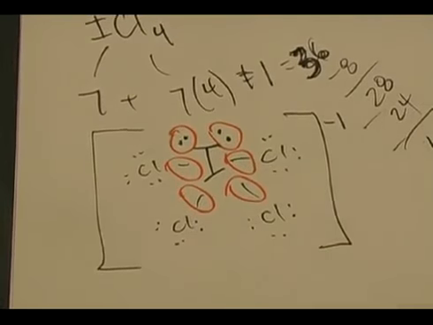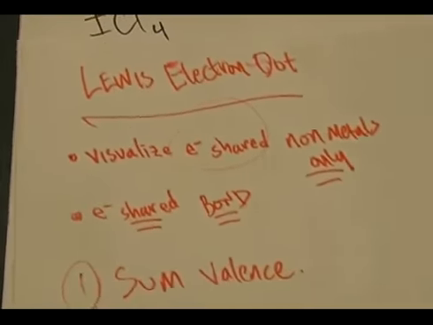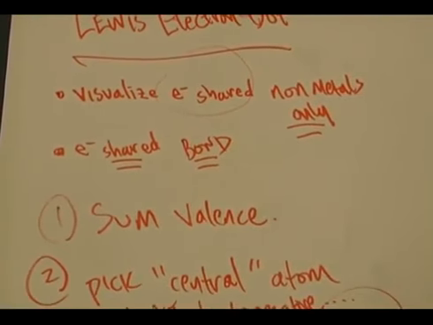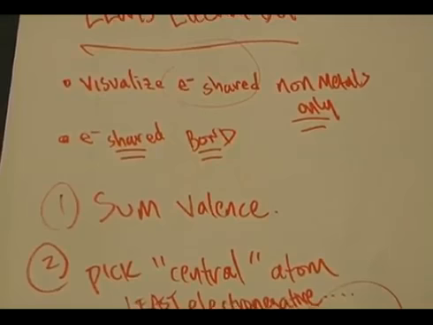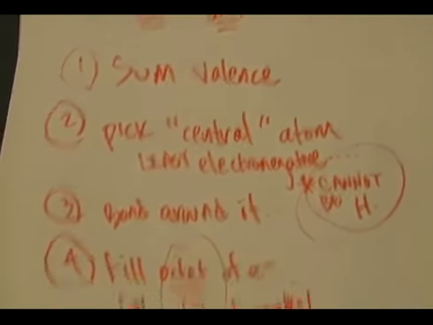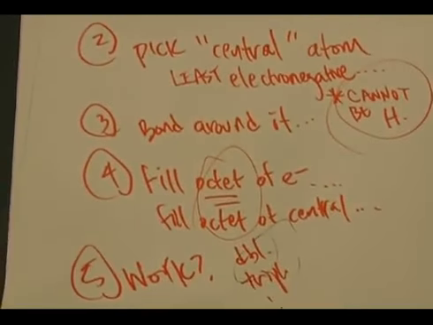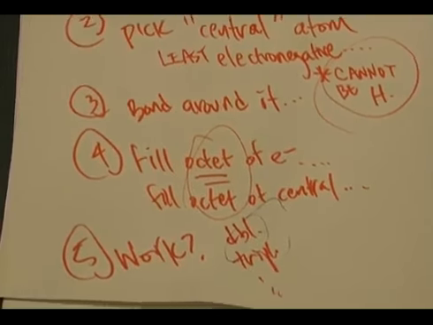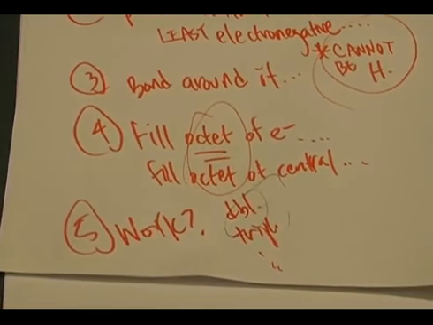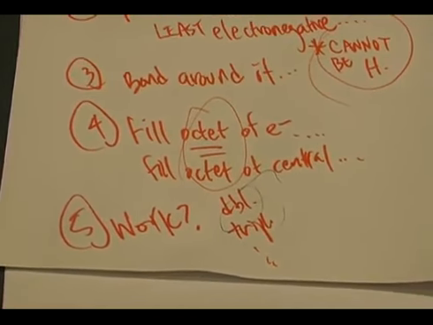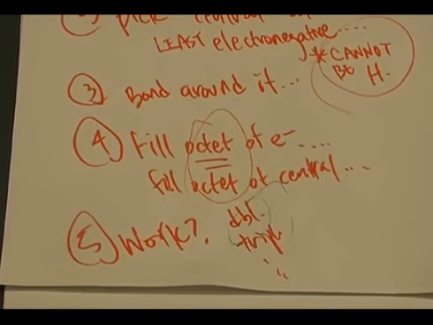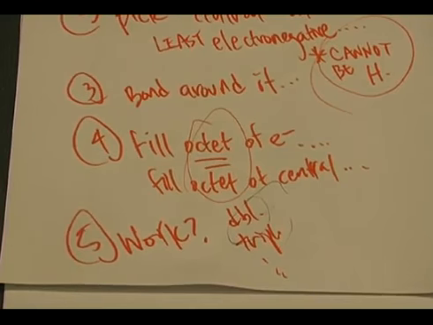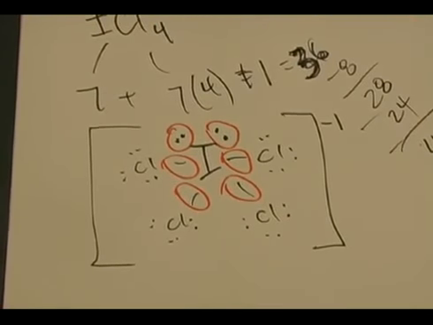So, summarizing, Lewis electron dot structures, ladies and gentlemen, help you visualize electrons shared. It only happens in nonmetals. Remember, it only happens in molecular covalently bonded things, and electrons are shared. Sum of the valences, pick the central atom that's the least electronegative, can't be hydrogen, bond around it, fill the octet of the central. If it doesn't work, try double or triple. And we talked about 3 exceptions: less than an octet, odd number of electrons, and of course expanded octet guys like this. Good luck with your Lewis electron dot structures.